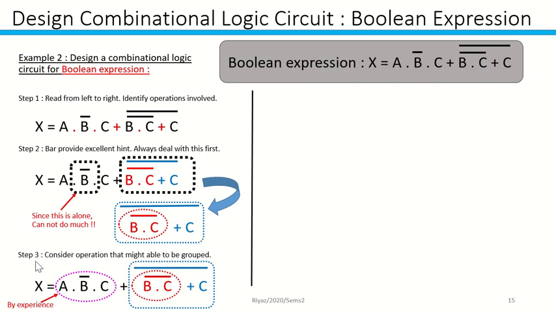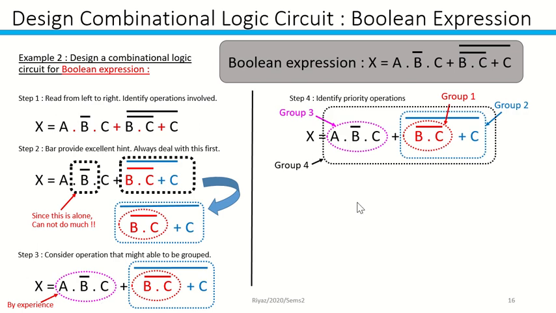Next, we go for the third step: consider operations that might be able to be grouped. This one is settled, so nothing much, follow back. And we're going to have a dot b bar dot c plus. How are you going to do this? Because these operations are similar, you have 2 ANDs and 1 OR, so you just go with the bigger one and group this up to become another group. This comes with experience, so you need to go through this a few times before you understand.